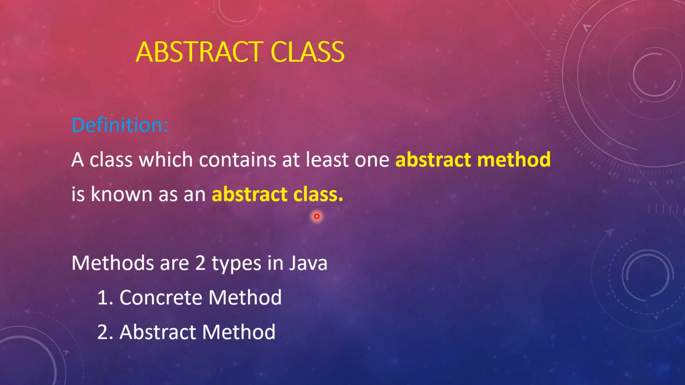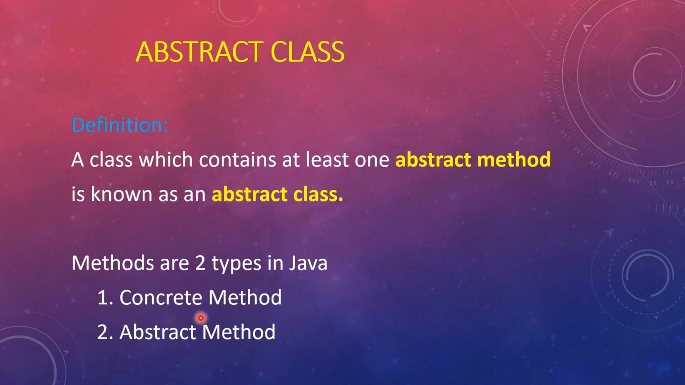So before discussing what is an abstract method, let me tell you there are two kinds of methods in Java. I'm not speaking about instance methods and static methods, students. This is one more segregation. The methods are of two types. The first one is the concrete method. The second one is the abstract method. Okay, but methods are two types in Java.